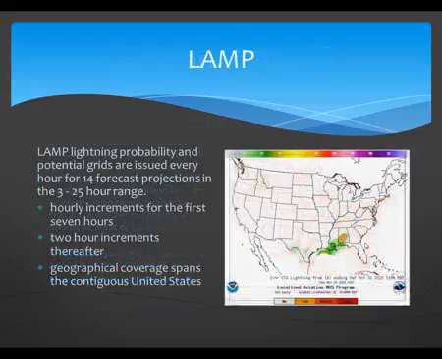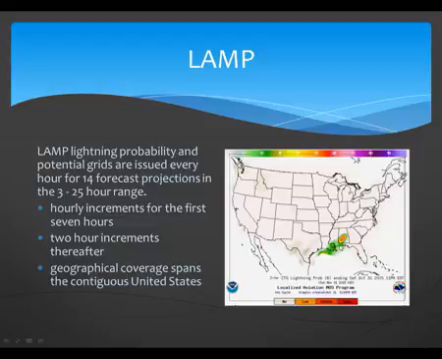The LAMP forecast is available also on the web. It's a lightning probability, and the potential grids are issued every hour for 14 forecast projections. There are hourly increments for the first 7 hours and then 2-hour increments thereafter. You can see the probability of lightning in certain areas of the contiguous United States in those periods.